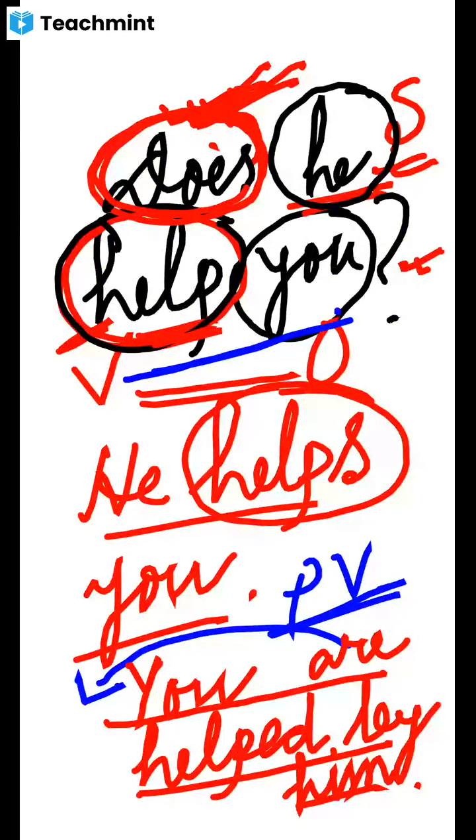First of all, bring the subject in the beginning, he. Now help is there, and at the beginning, the helping verb was does. Therefore, it will be he helps. And then you, he helps you. Now it has become very easy for us to change the voice.